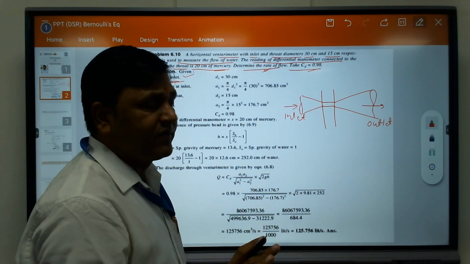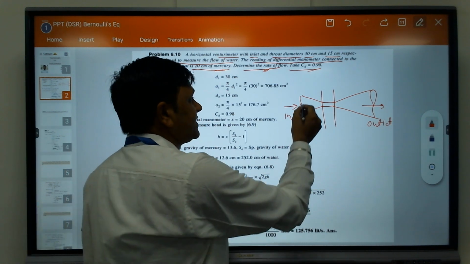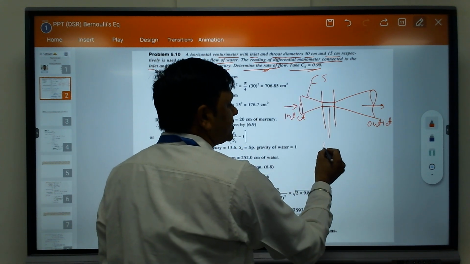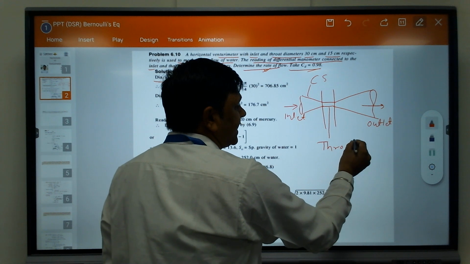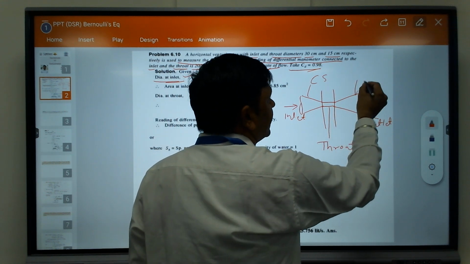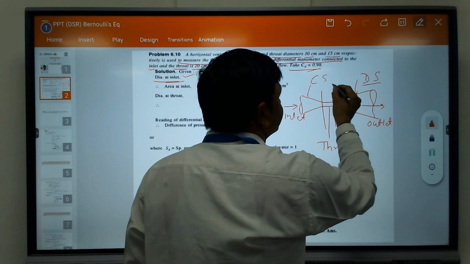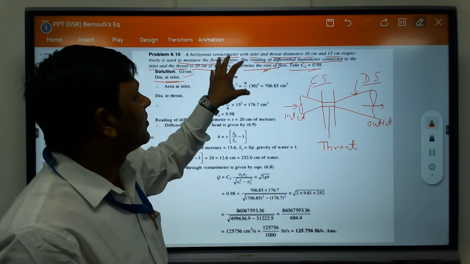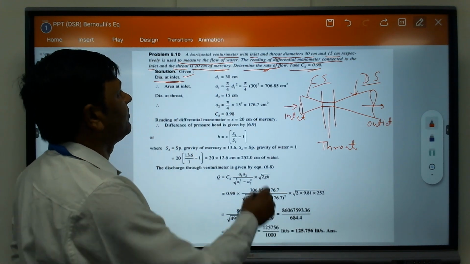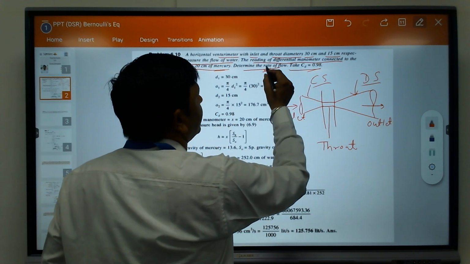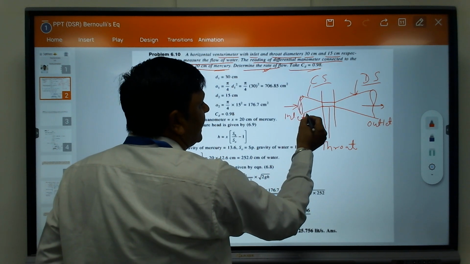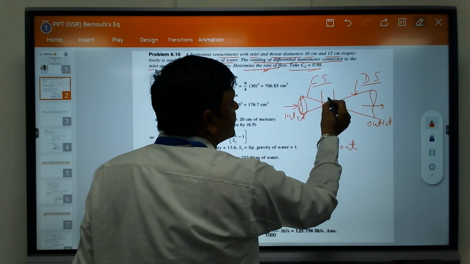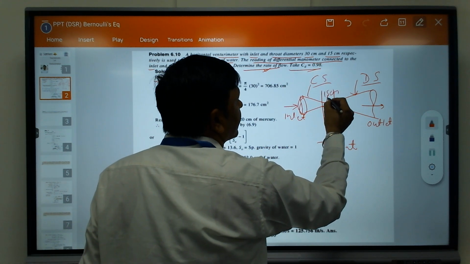As you know, the Venturi meter has three sections. First is the converging section. Second is the throat. And third is the diverging section. These three sections are involved in the Venturi meter. Now, according to the problem, the Venturi meter has an inlet diameter of 30 centimeter and a throat diameter of 15 centimeter.